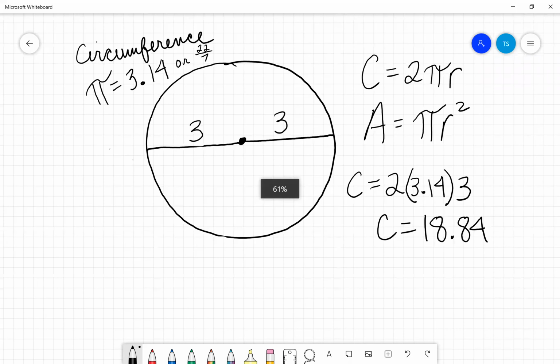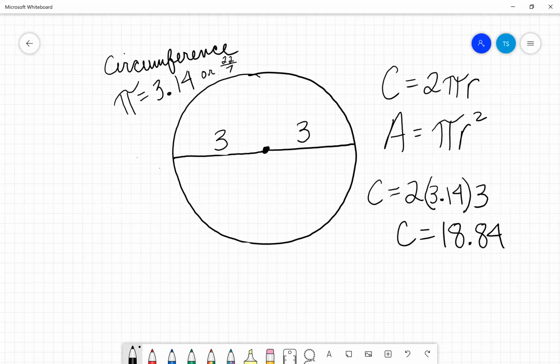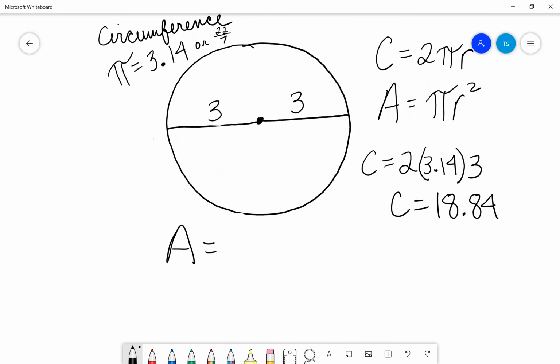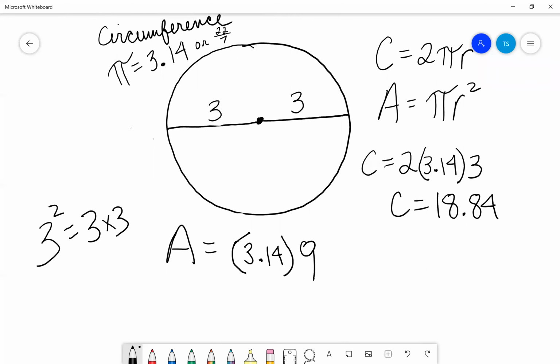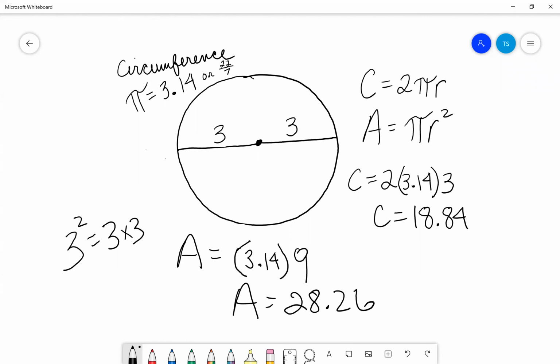If I want to get my measurement on the inside of the circle, I'm going to find the area. Area equals my pi, which is 3.14, times my radius squared. My radius is 3. 3 squared is going to be 9, right? Because 3 squared equals 3 times 3, which is 9. So I'm going to do 3.14 times 9, and that is going to give me an area of 28.26. That is the difference between circumference and area of a circle.